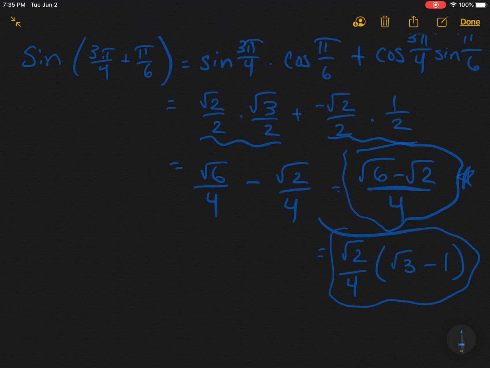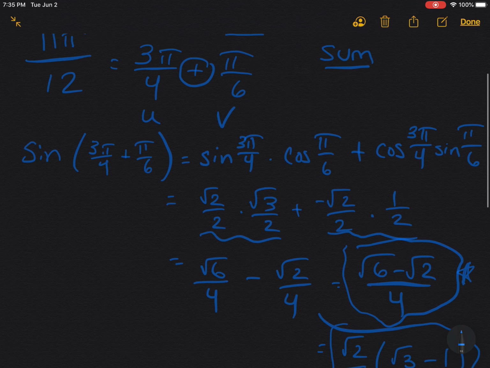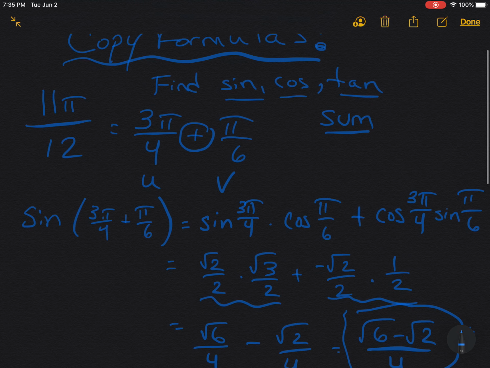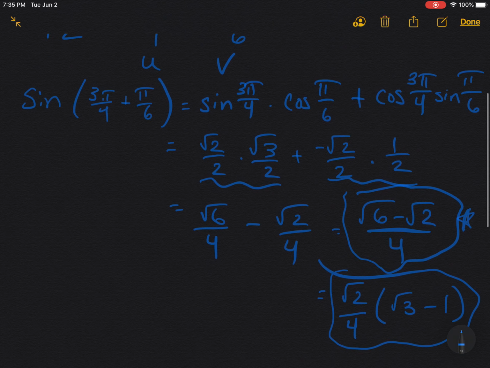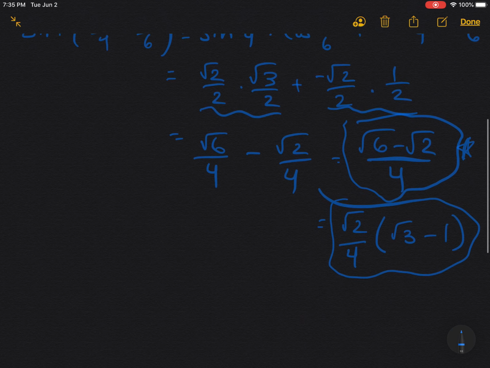Now again, how do I verify that I did this right? You would type this into a calculator and see what that equals, and it should match the answer I told you to find in the beginning, which was the sine of 11 pi over 12. They should match, maybe off by some decimals, but in general they should match. Okay, now I'm thinking you get the picture here. What we're doing is just applying formulas.